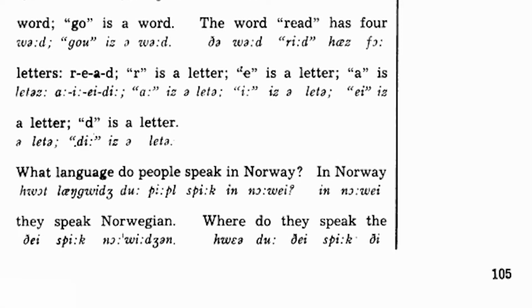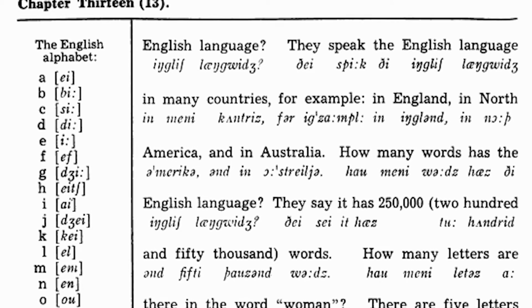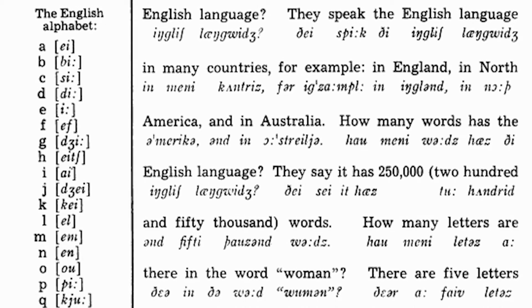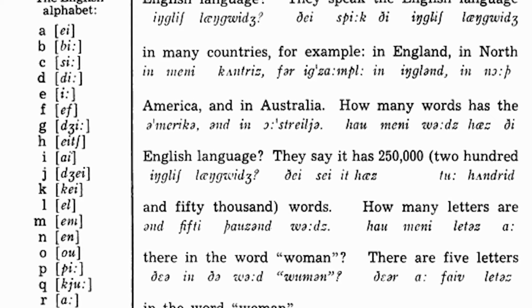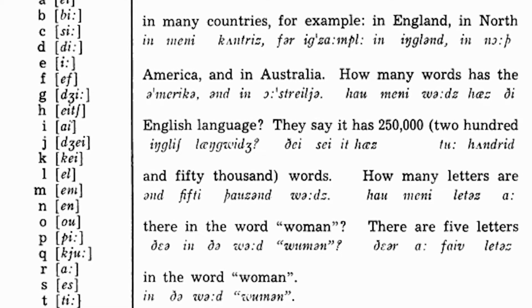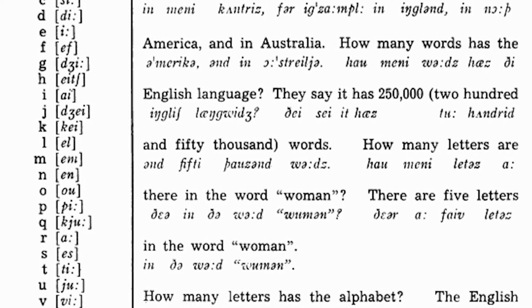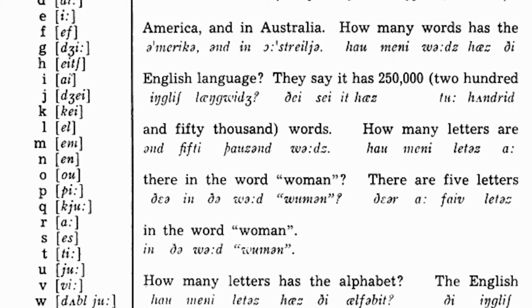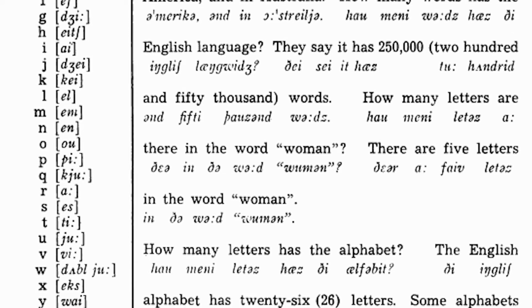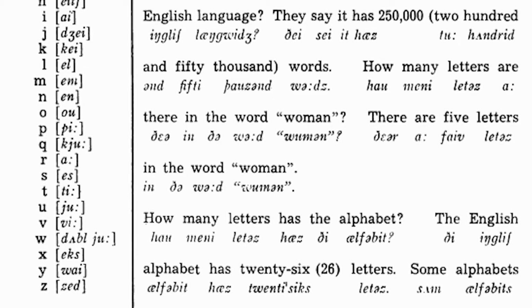They speak the English language in many countries. For example, in England, in North America, and in Australia. How many words has the English language? They say it has 250,000 words. How many letters are there in the word woman? There are 5 letters in the word woman.